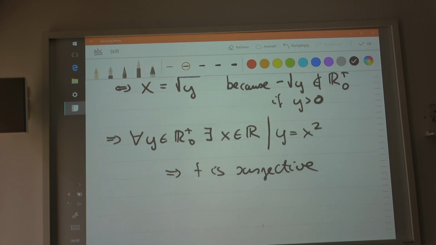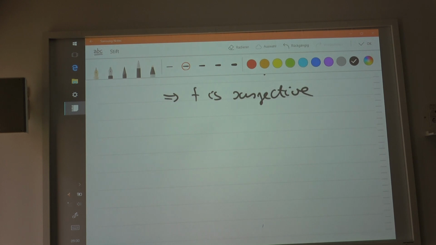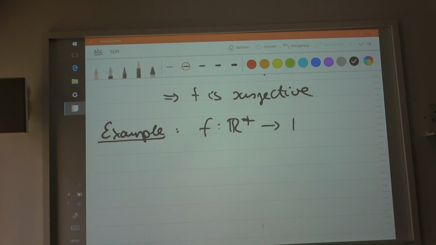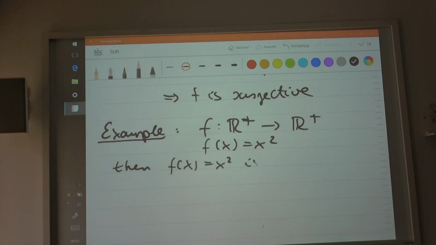Okay, guys, so here in this case, f is surjective, and let me give you another example. For instance, let's say that the function goes from the set of positive real numbers to the set of positive real numbers, and f of x is equal to x squared. Then you can see that the function f of x equals x squared is both injective and surjective as well.